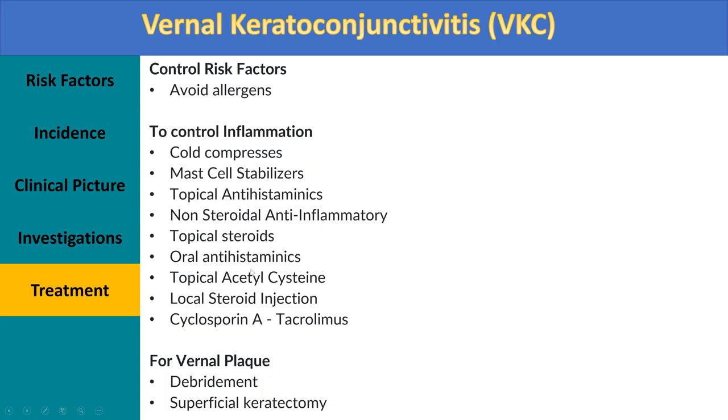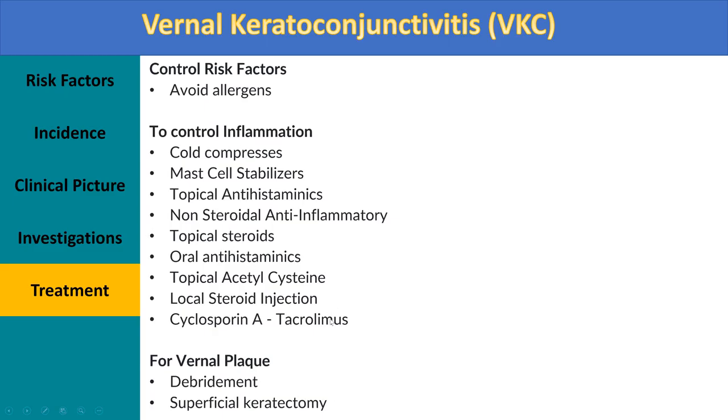They also receive oral antihistaminics and topical acetylcysteine, which is helpful for mucus plaque formation. For cases which are not responsive or severe, they may receive local steroid injection, such as supratarsal injection if the disease is in the palpebral conjunctiva, or, in bulbar disease, subconjunctival injection or perilimbal injection around the limbal follicles.